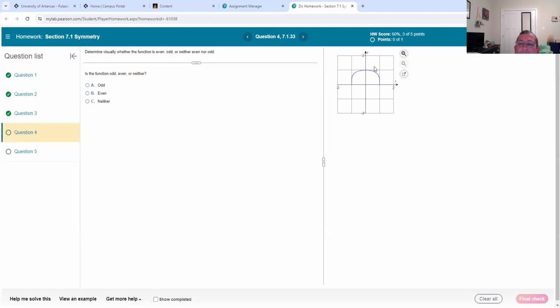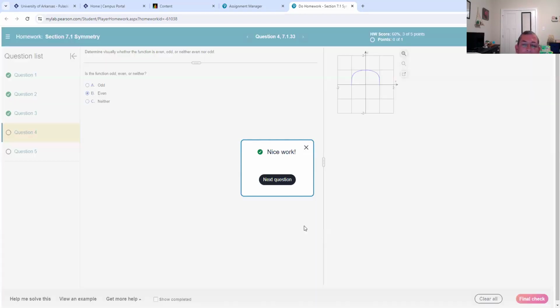So Jackson, that's an even, because remember, even, it's symmetric to the y-axis. And y'all, I'll tell you another way you can check. How many times does it touch the x-axis? Touches it once on the left, once on the right. That's an even number also. So that is definitely even.